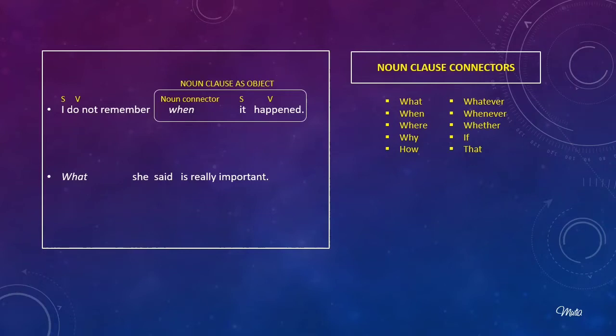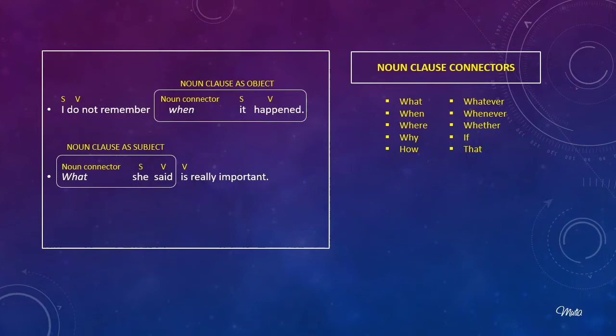The second sentence, what she said is really important. In this sentence, the subject is in the form of a noun clause, what she said, which consists of what as the noun clause connector, followed by she as the subject and said as the verb. The main verb of this sentence is the to be is. So, the complete sentence is what she said is really important.